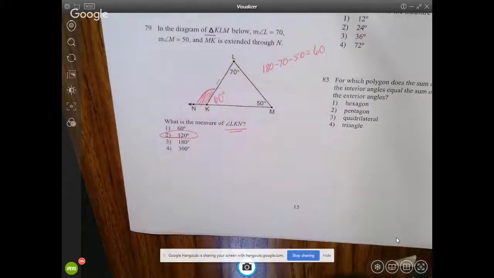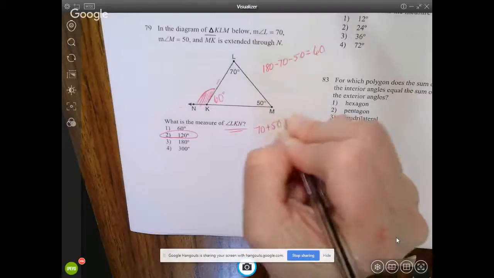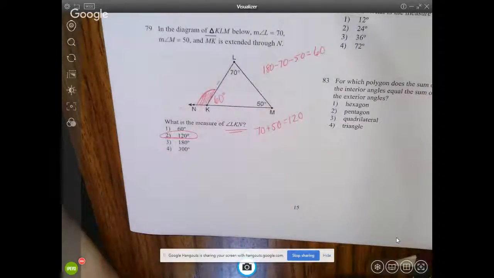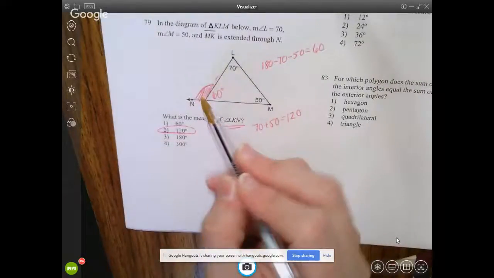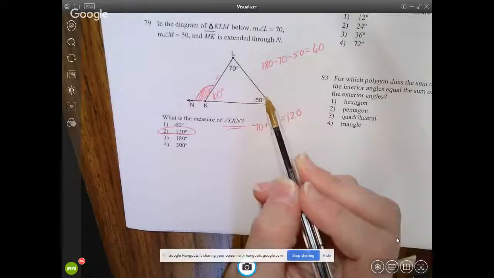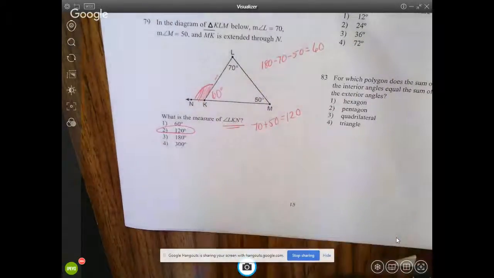All right, so what I did was I added 70 plus this, and then I got 120. Yep, you could also just do it as simple as that. Because this is an exterior angle to a triangle, the exterior angle to a triangle equals the sum of the 2 inside angles. So all you had to do is add these 2 up and also get 120. So both ways get you the correct answer.